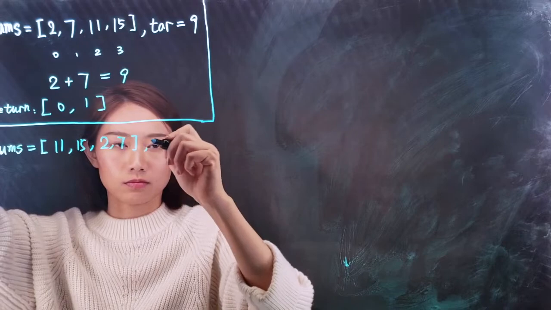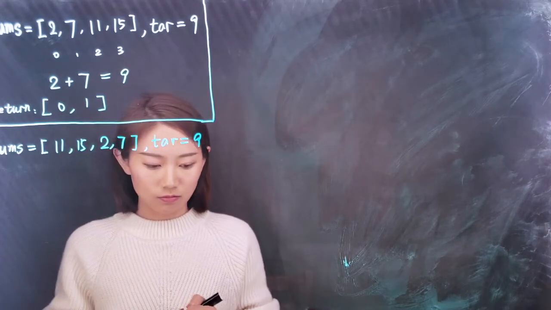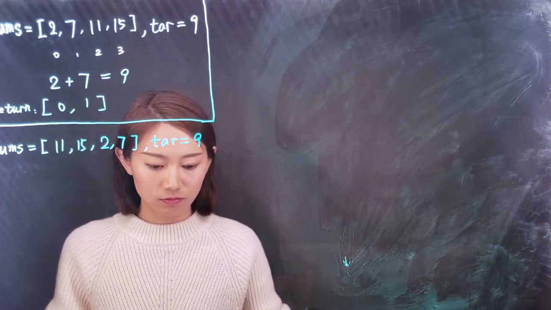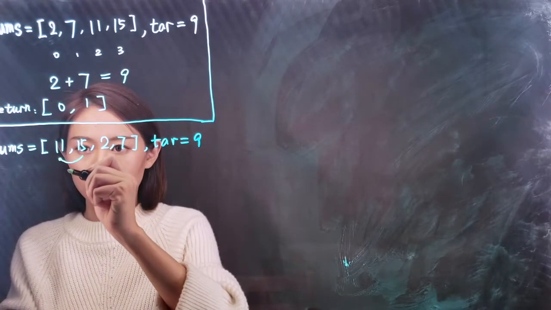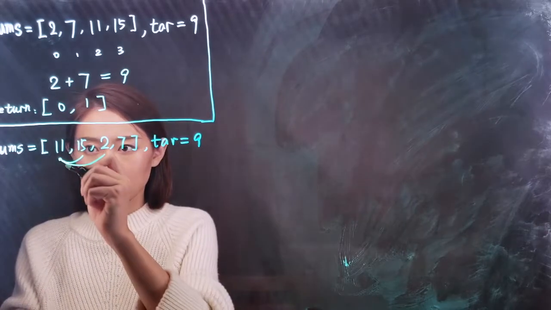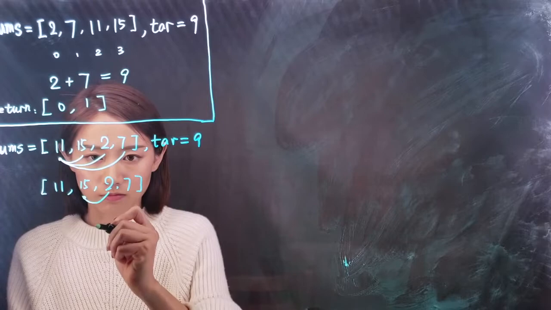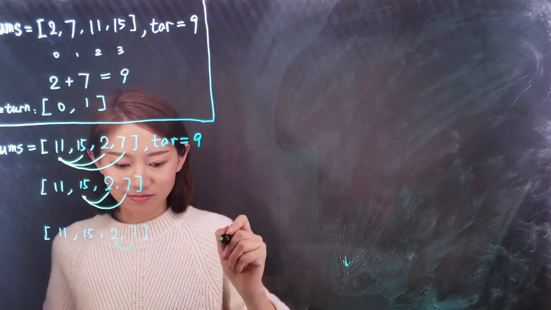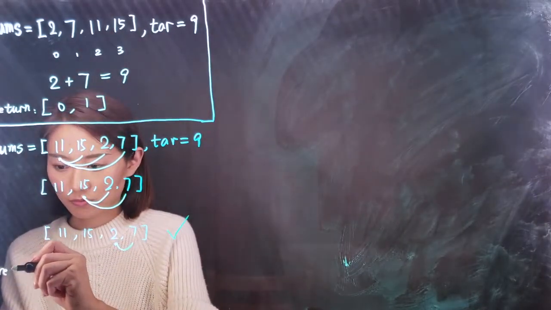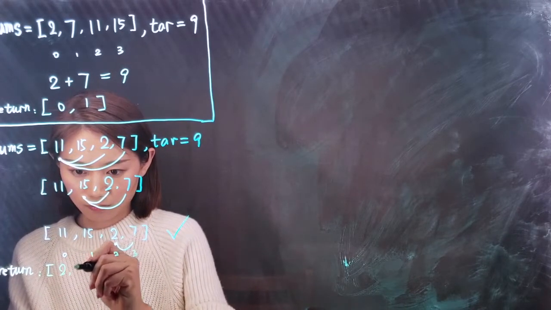For me, I would go through each pair of numbers in this array and find the first pair that adds up to the target number 9. So start with 11. 11 plus 15, not 9. 11 plus 2, not 9. 11 plus 7, not 9. And then new round. Start with 15. 15, 2, not 9. 15, 7, not 9. Okay, another round. Start with 2. 2 plus 7. Okay, we found 9. And now return indices of 2 and 7, which are 2 and 3.